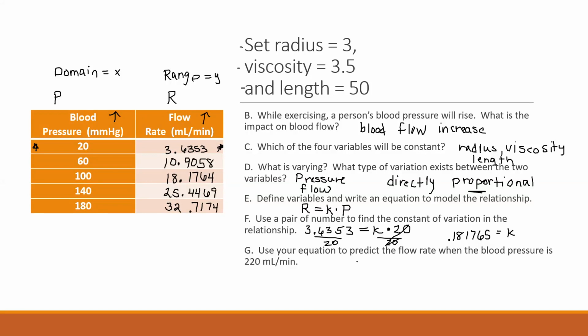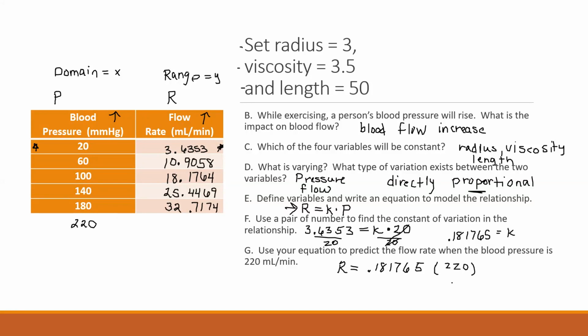And so then the final one, it says use your equation to predict the flow rate when the blood pressure is 220. So blood pressure of 220, well, that would be even higher than 180. So I'm expecting an even higher flow rate. And I'm going to use my formula, which is up here. I'm going to use my constant, which is the next one down. And so the rate that I'm going to predict is going to be the constant, 0.181765, times this pressure of 220.